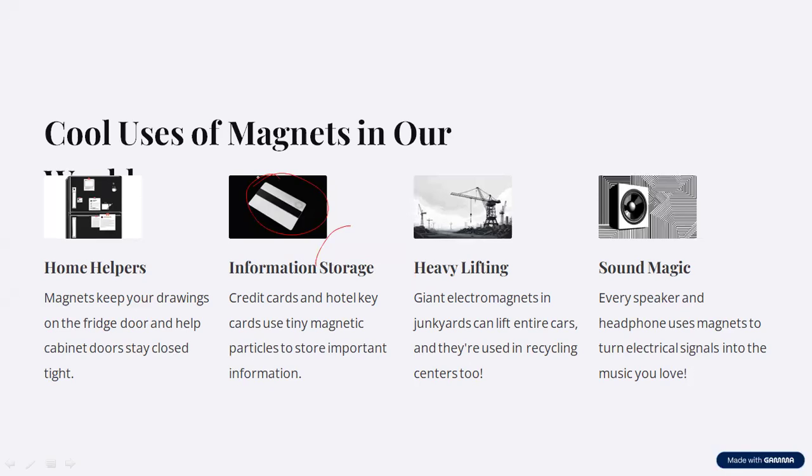The credit card people, bank people or hotel people load this information, and once they permit, only then are you able to open or transact using such cards. So here also the magnetic property is used. Then the third application is giant electromagnets in junkyards, which can lift entire cars and are also used in recycling centers.